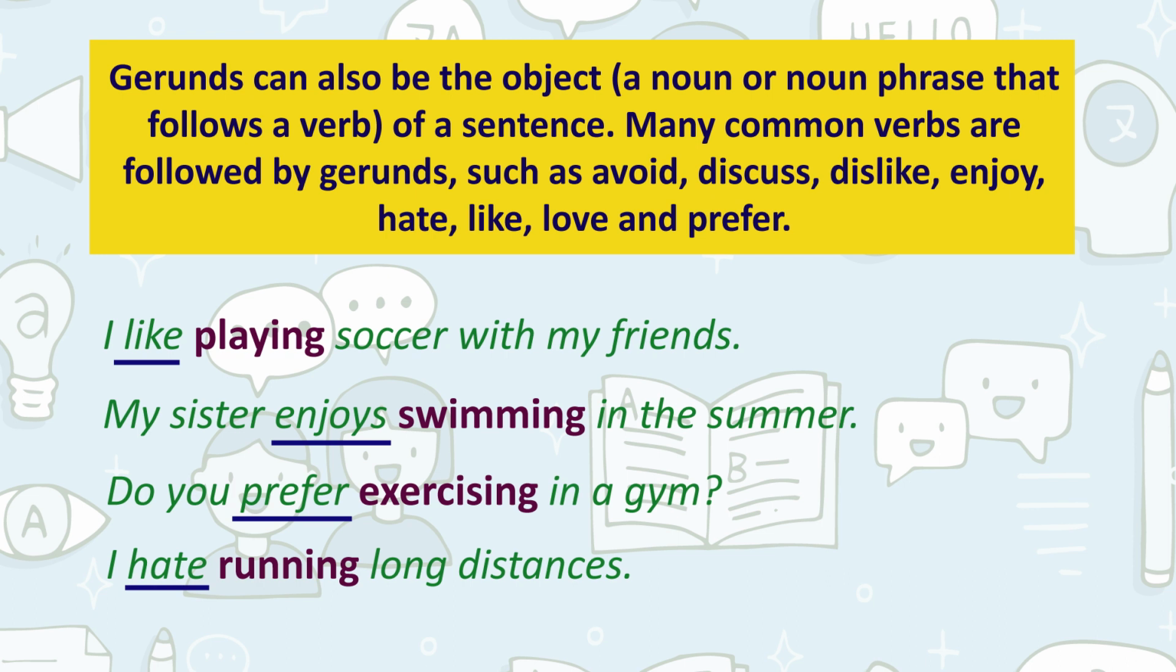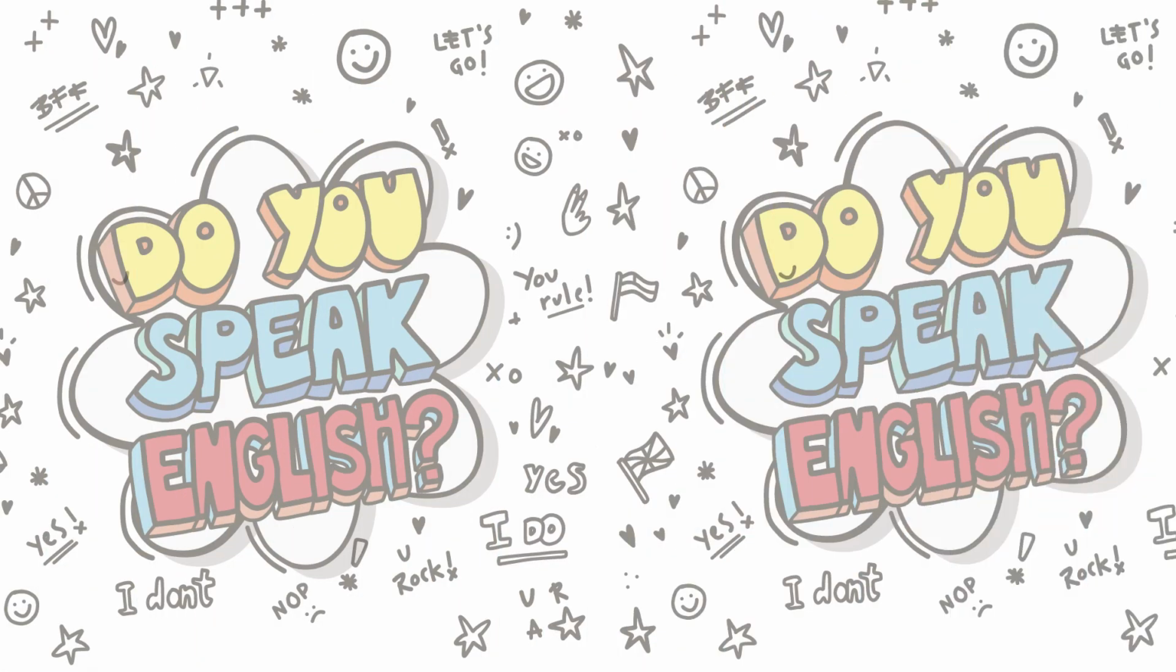Automatically, because of the rule, and as I said, I would like you to check out the chart at the end of the class, you will see that when we use like, automatically we have to use gerund form of the verb. When we use enjoy, we use gerund form. When we use prefer, we use gerund form. And when we use hate, we use gerund form. I like playing soccer. My sister enjoys swimming. Do you prefer exercising? I hate running. Remember, the main verbs are the ones that are underlined in these examples.